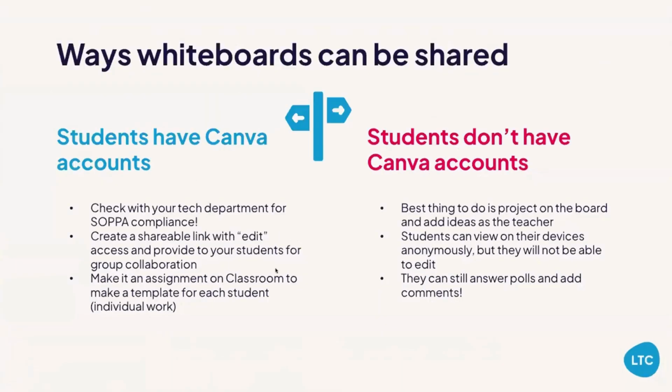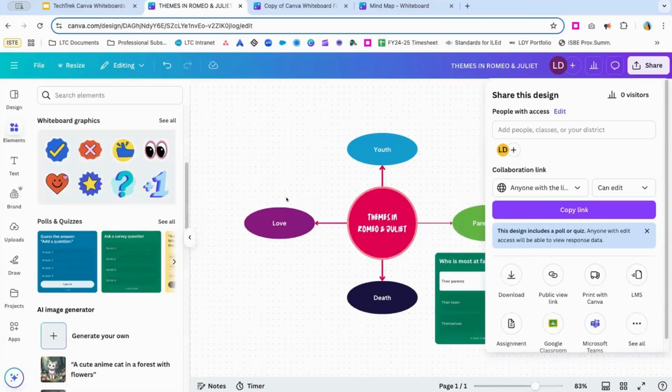The next one is to make it an assignment on Classroom and to make a template for each student. Now, if you do this option, it will create a template for each individual student, meaning that it won't be collaborative at that point. It won't be everyone on, which is chaotic, but everyone on together, talking to each other, making sticky notes, leaving reactions, this will just be a student's individual work. However, that's also a great option sometimes if you want to just see what a student knows all by themselves on a specific thing like themes in Romeo and Juliet.